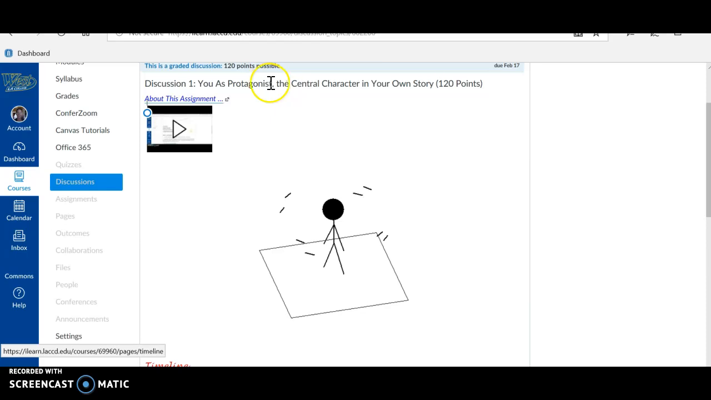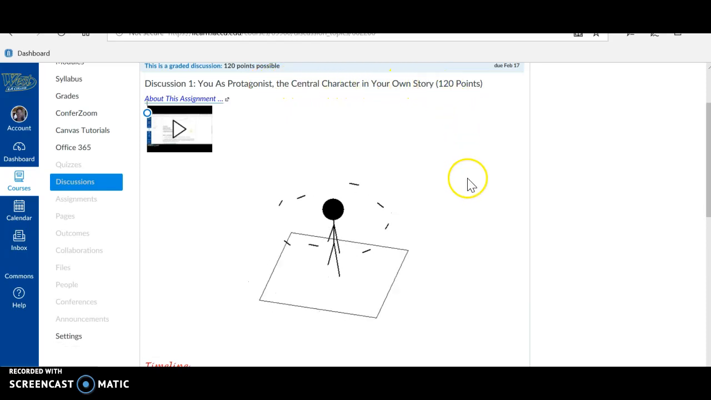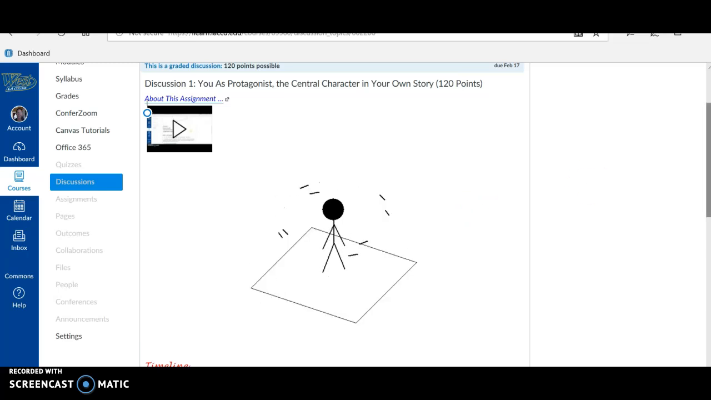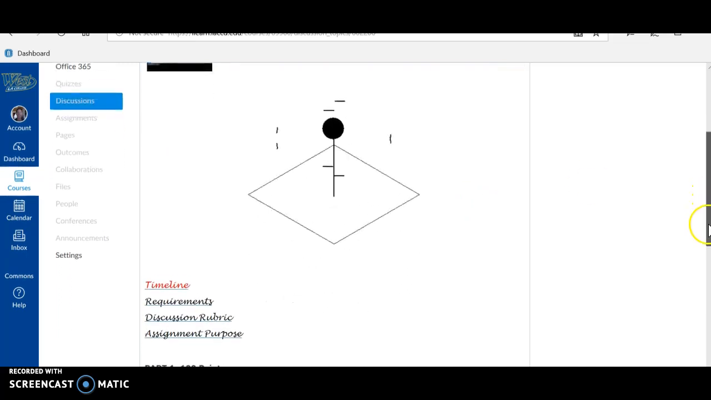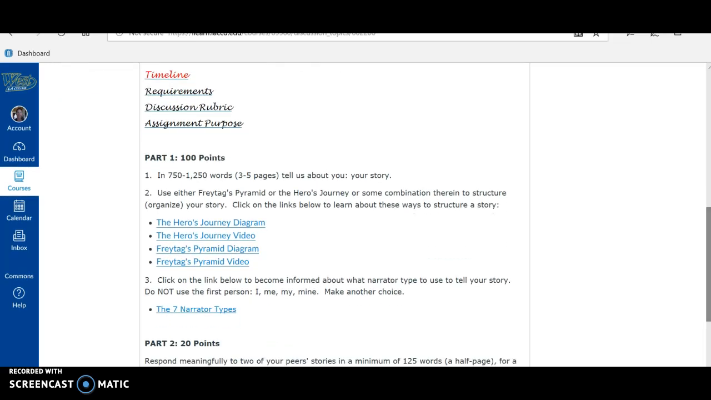You as protagonist, the central character in your own story. So what is this assignment all about? Well, let's scroll down and survey the assignment directions first. Okay, so right away we can see that we have part one and we have part two. It has two parts and information here about the timeline, requirements, the discussion rubric, the assignment purpose.